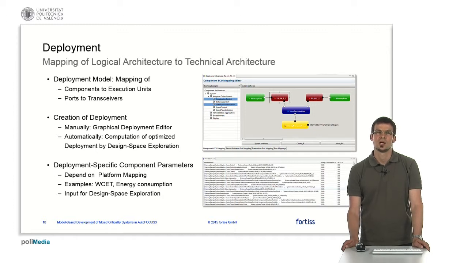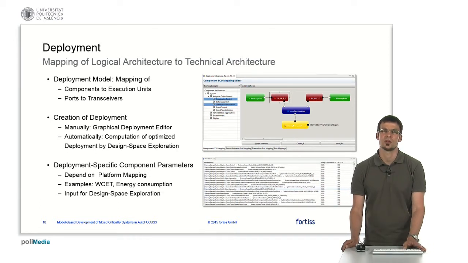In addition to the mapping information, the deployment model also provides means to define deployment-specific parameters that depend on the mapping of the different components to the platform, such as the estimated WCET or the consumed energy. These are used then for the automated design space exploration algorithm.